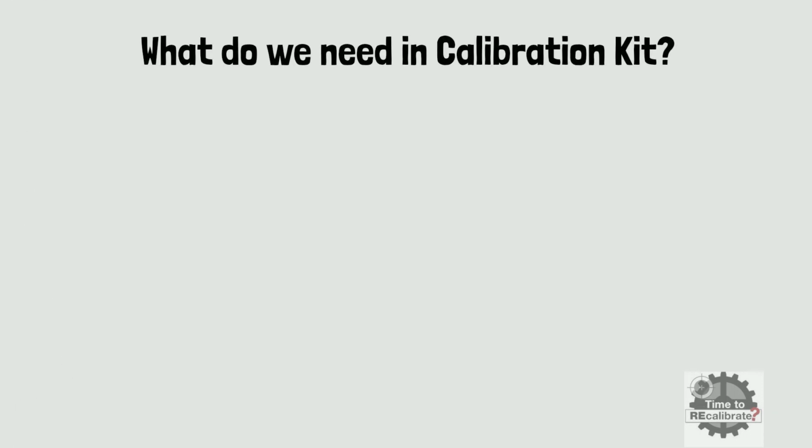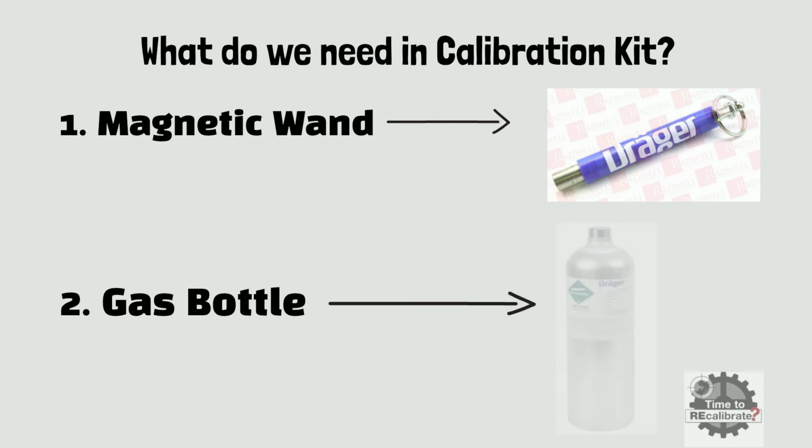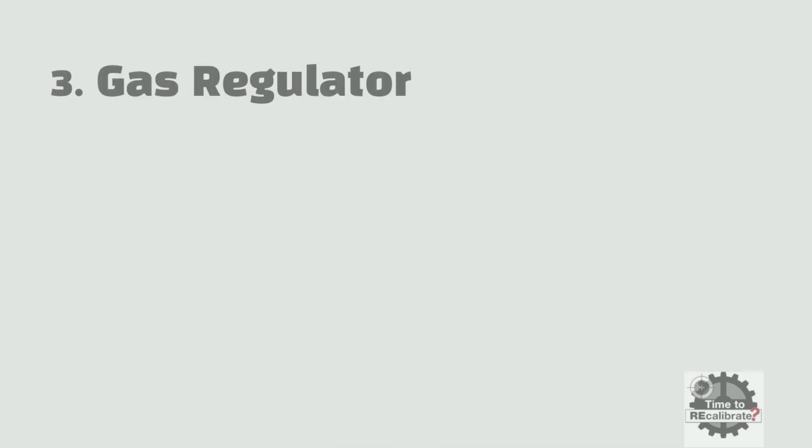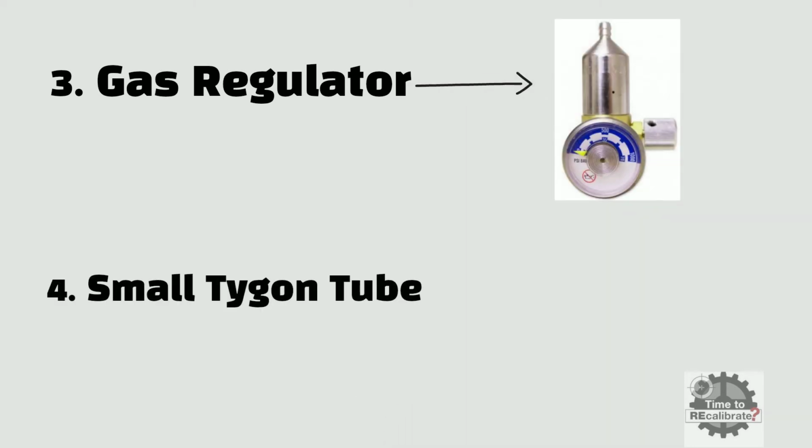What do we need in the calibration kit? First of all, we need a magnetic wand. You have to have the magnetic wand to access menu functions. Second thing is a zero gas bottle and a span gas bottle. Third thing is a gas regulator. Last thing is a small Tygon tube.